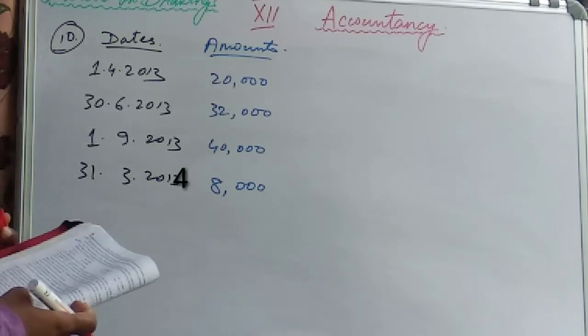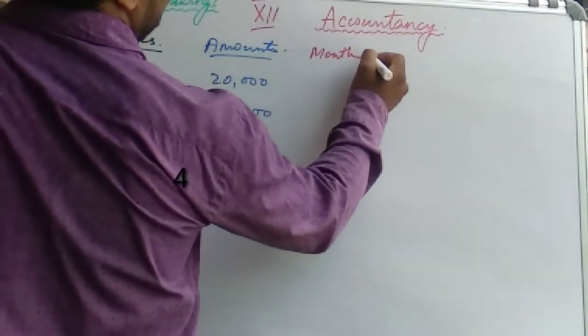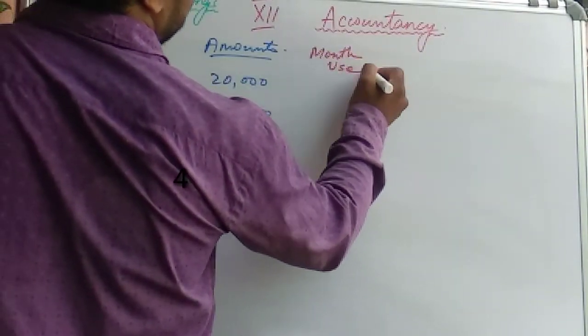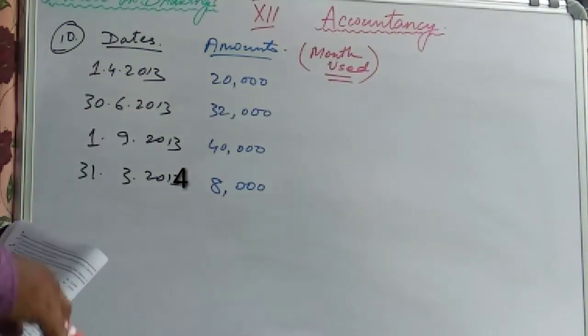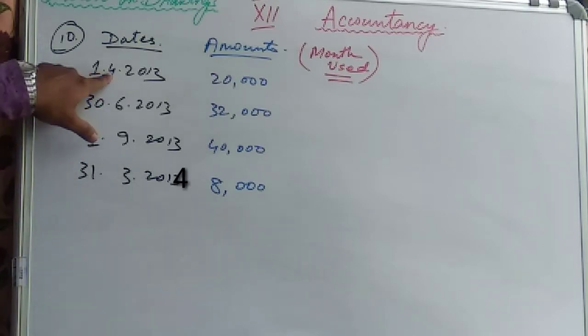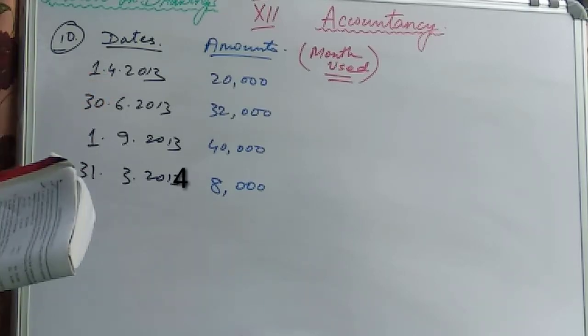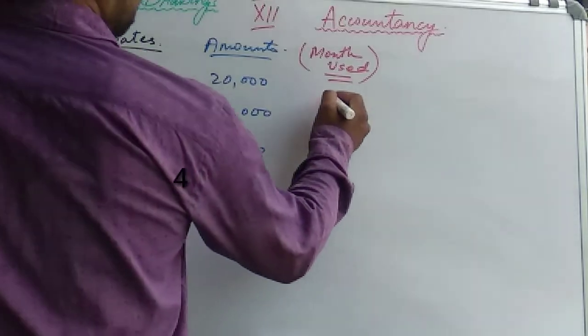Before that, we are going to calculate the months used, or the time span they use the money. See, it's 1st April, right? So from 1st April, the whole year they are going to use this money. So 12 months for this.